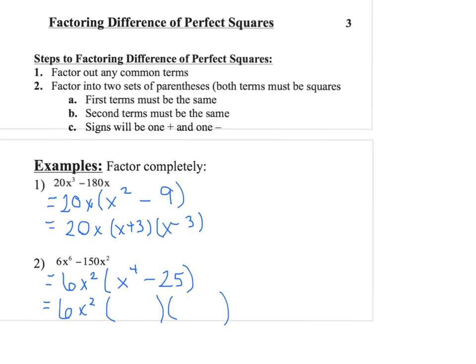To get x to the fourth, I'm going to multiply x squared and x squared. That's why it's called a perfect square, because I'm multiplying the same thing. To get 25, I'm going to multiply 5 and 5. One has to be a plus and one has to be a minus.